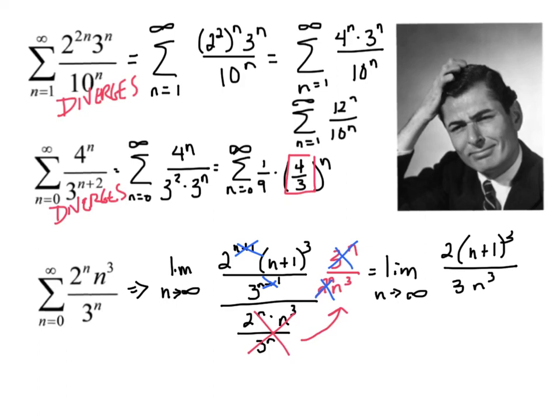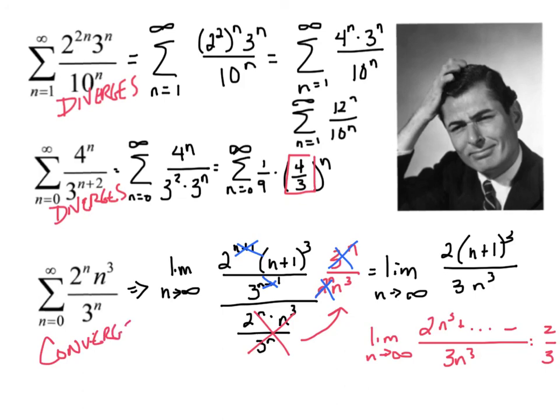Well, if I multiplied this whole thing out, I'd have n cubed as my largest power, so I'd have 2n cubed plus more terms. And on the bottom, I'd have 3n cubed, which, if I'm doing the limit as n goes to infinity, is 2/3, which is less than 1. So this converges. Remember, the ratio test, to prove convergence, we need the ratio of the next term and the current term to be less than 1.